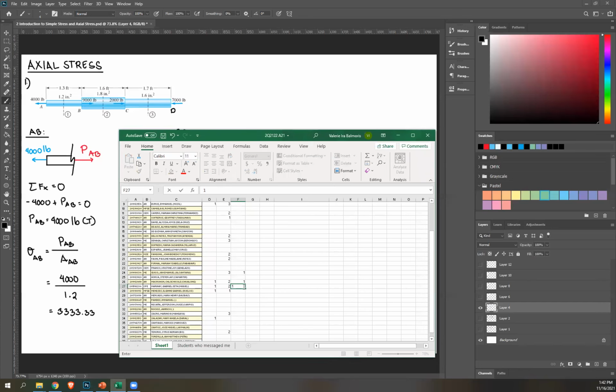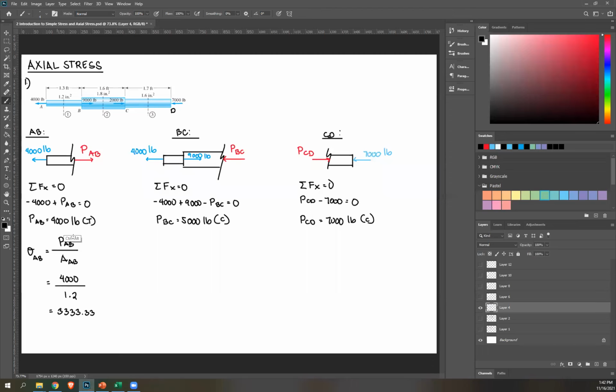It's PSI. Your force is in pounds. So pound. Area is in inch squared. So pounds per square inch, or simply PSI. And then don't forget to include whether it's tension or compression. It's going to follow your internal force. So that's tension. Okay, let's do the same for the others.